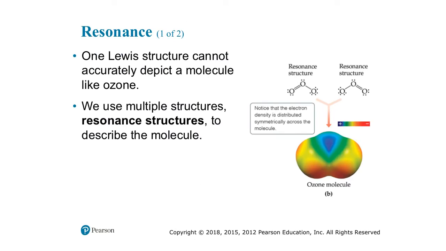So in resonance, one Lewis structure cannot accurately depict a molecule like the ozone molecule. So we have resonance structure 1, resonance structure 2. The real molecule exists as a composite of the two. Okay, so when we have two different yet equivalent Lewis structures, the real molecule is a blend between the two. Notice how these bonds look exactly the same? It's because they're both describing a bond that's equally halfway between single and double.